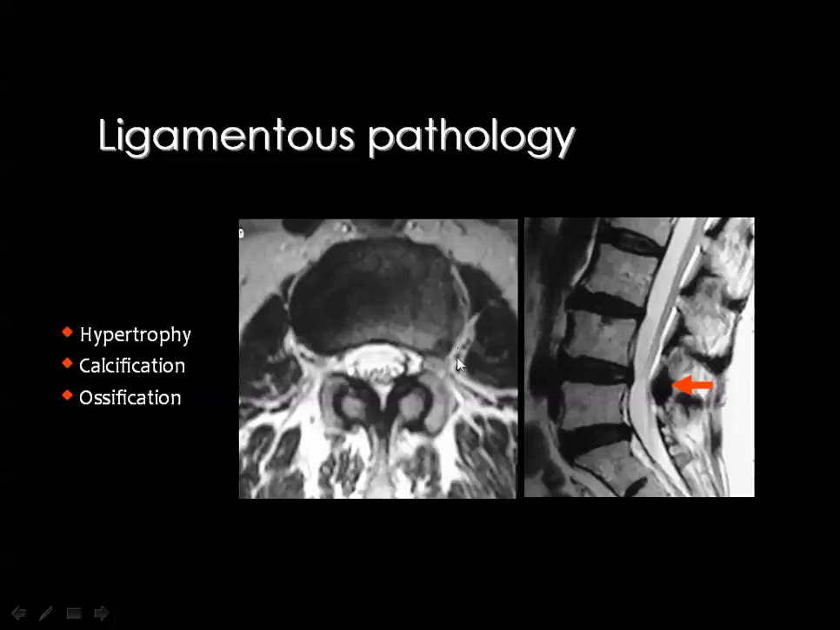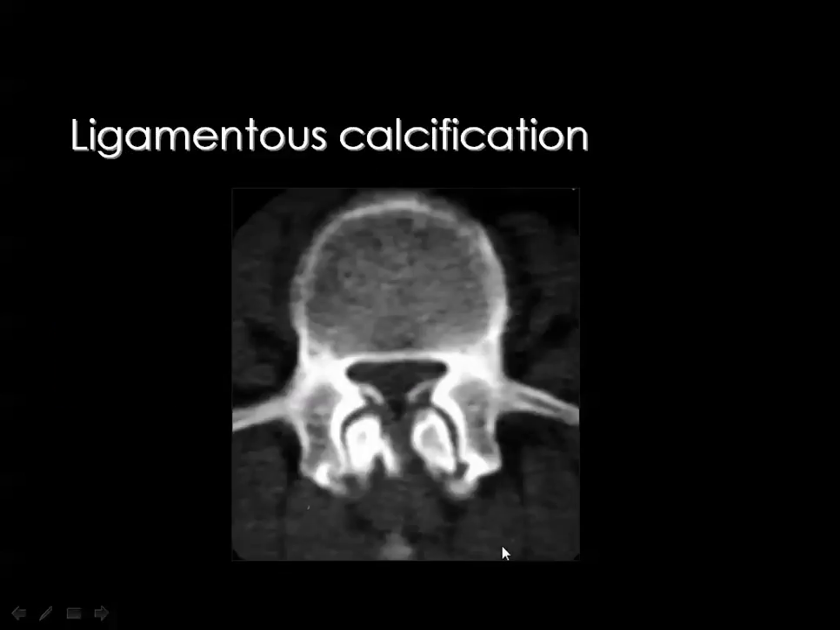In hypertrophy, the ligament itself is of low signal in all pulse sequences. If the ligament is hypertrophied, it will encroach on the spinal canal, and this can be seen in the axial images and can also be seen in the sagittal images. This is the normal ligamenta flava, and this is hypertrophied ligamentum flavum.